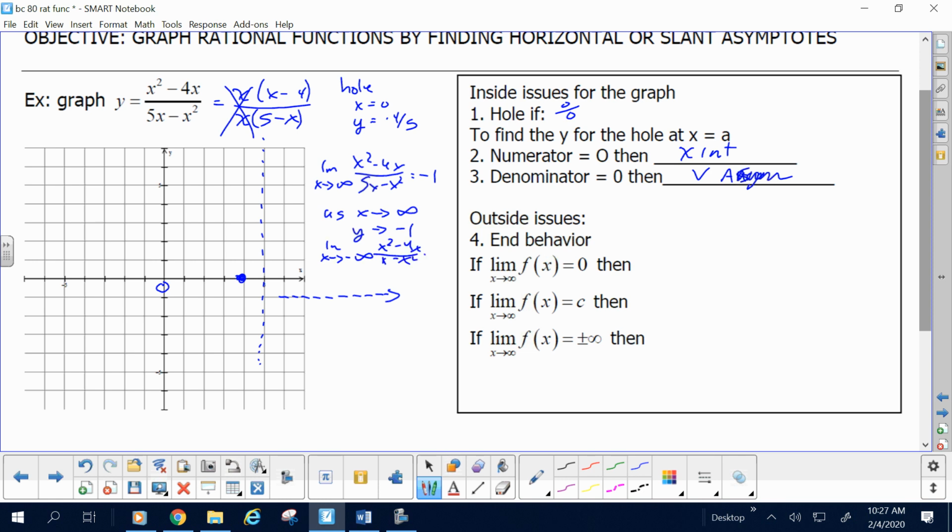I want you to be aware that sometimes they can be different. In this case, you'll see that both on the left and the right, y approaches -1. Yes. Alrighty.